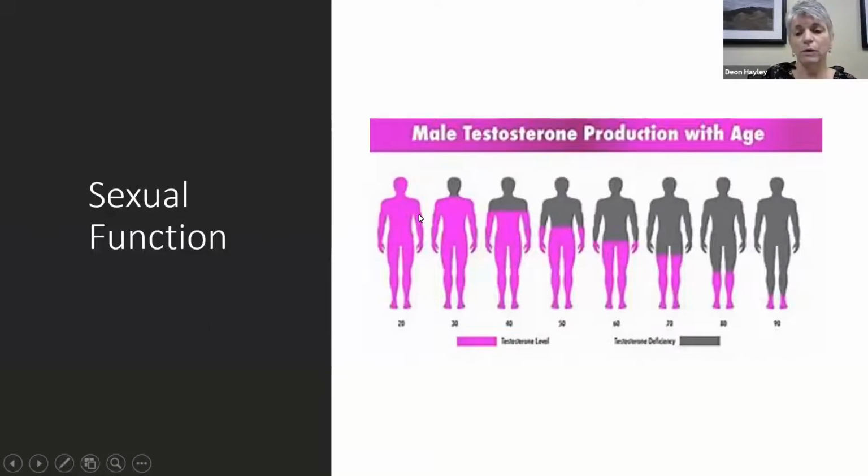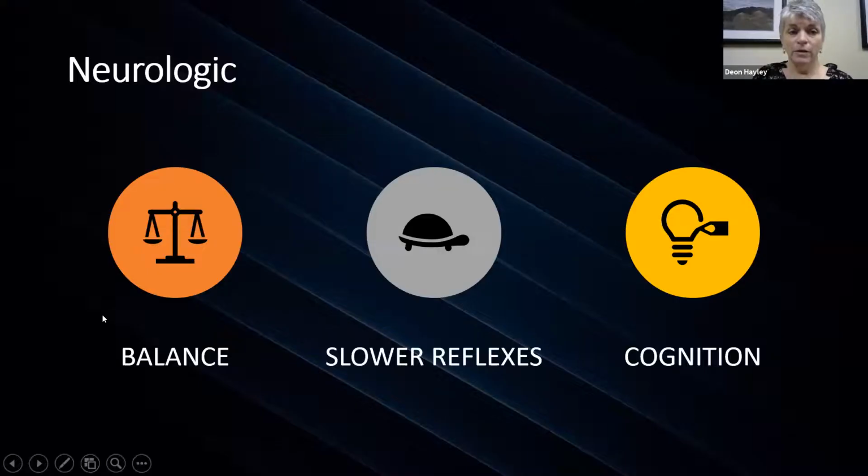Sexual function: we know that our hormones decrease with age. This is an example in men. We know that every woman hits menopause, where you don't have the same sex hormones. It's just a fact of life that changes. Let's talk about neurologic. These are some of the things that are normally changed in the neurologic system.